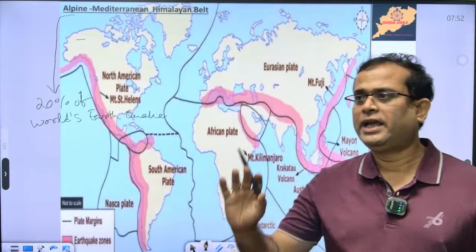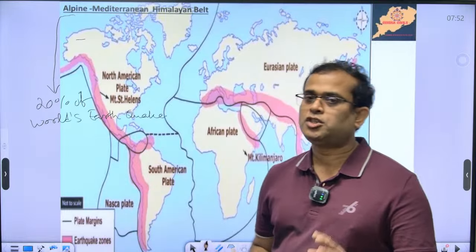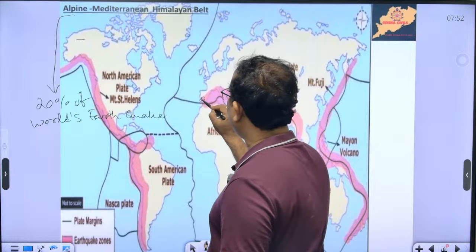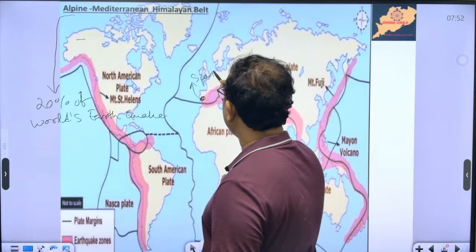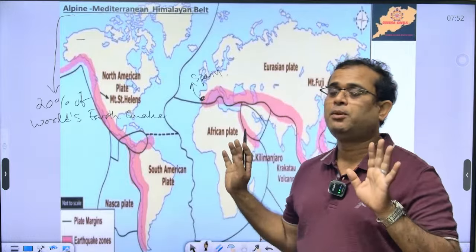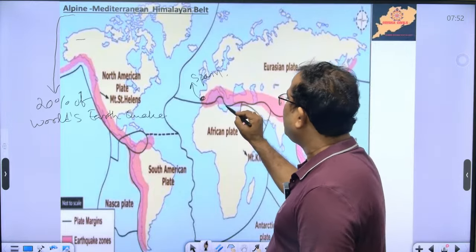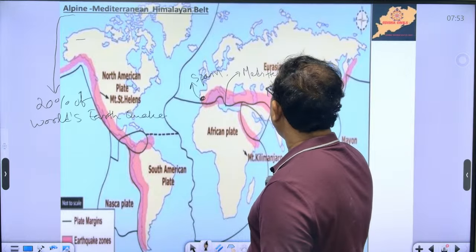Where does this earthquake belt start? It starts from the Mediterranean Sea near the Spain coast, right? If we see, this is Spain, right? This part, this country, this is your Spain. Understand diagrammatically, it is very easy, listen carefully everyone. This starts from your Spain. This is your Mediterranean Sea, right? This is your Mediterranean Sea.